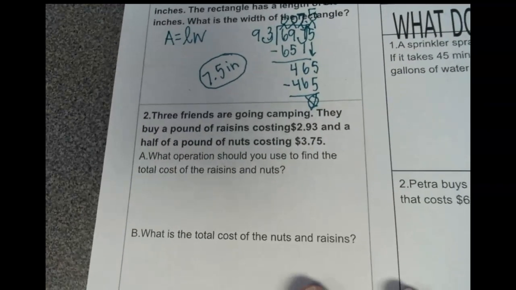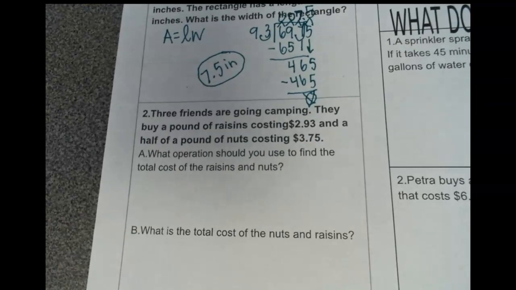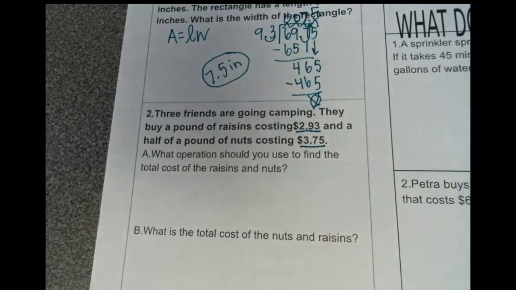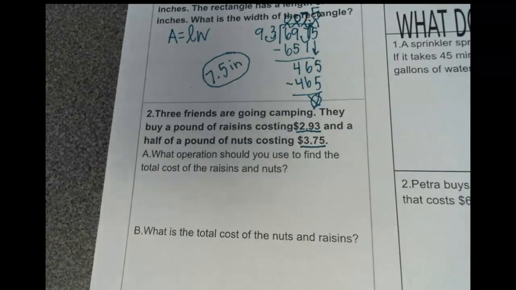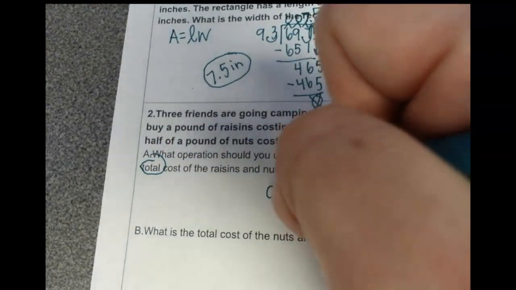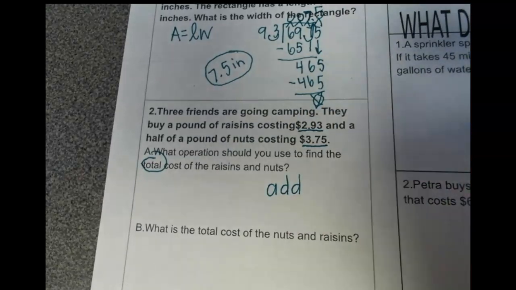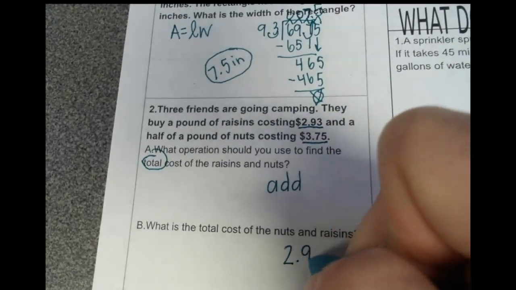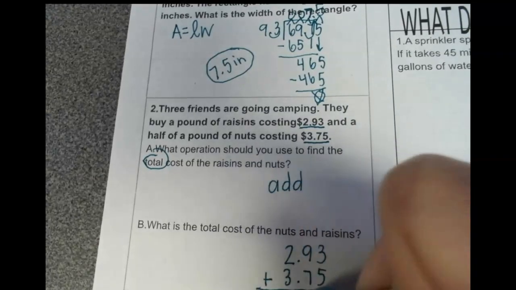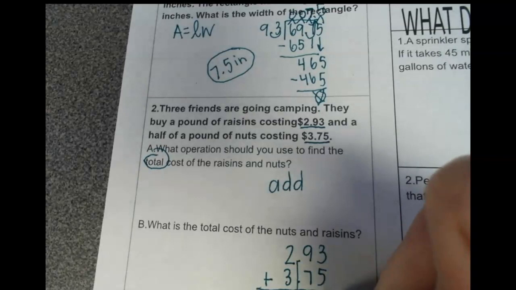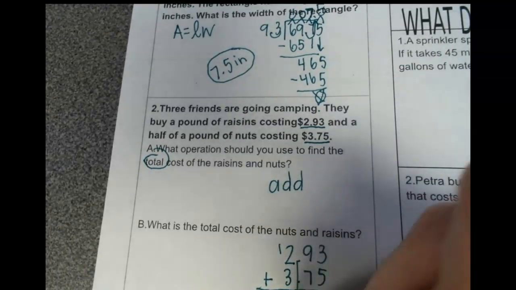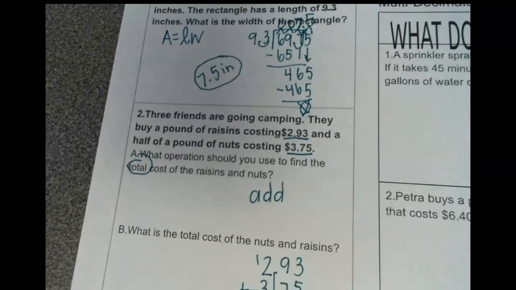2. 3 friends are going camping. They buy a pound of raisin costing $2.93 and a half pound of nuts for $3.75. What operation should you use to find the total cost? Total is telling me I need to add it. So we are adding, and now we're going to add it down here. Remember, when we add with decimals, we line them up, and this one's not a terrible one to line up because everything matches up. Drop that decimal down. I get an 8. I get a 16 and a 6. So it cost $6.68.